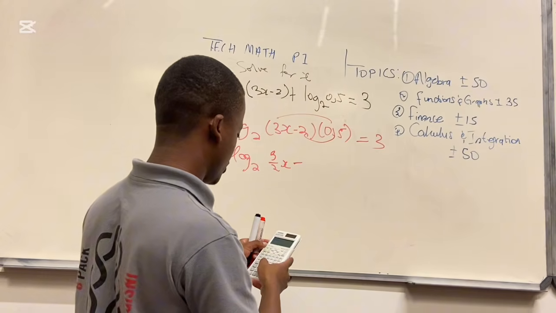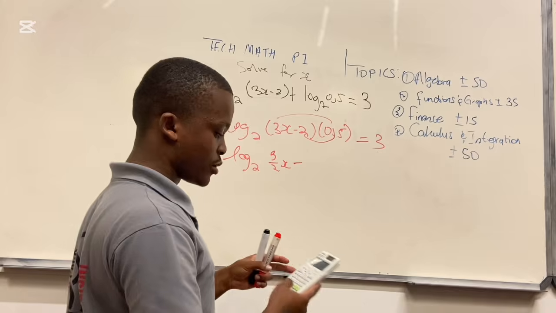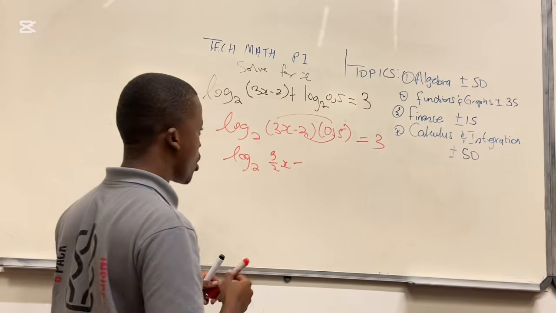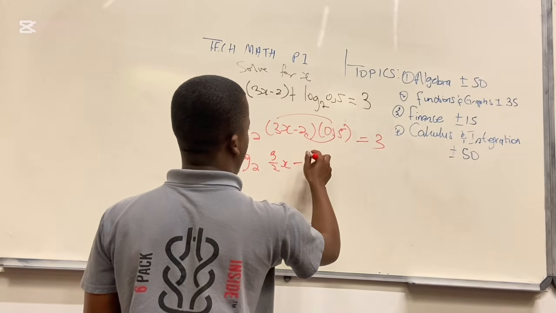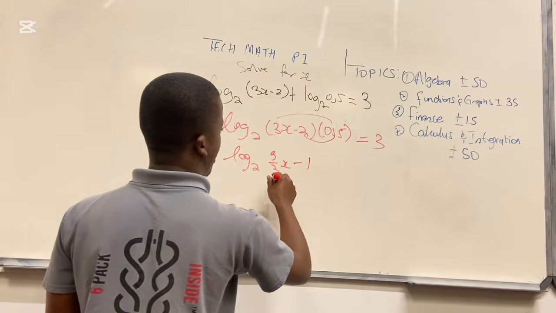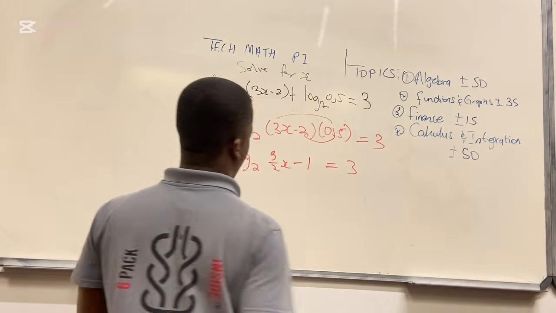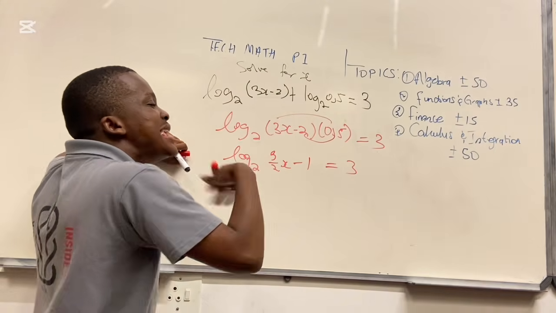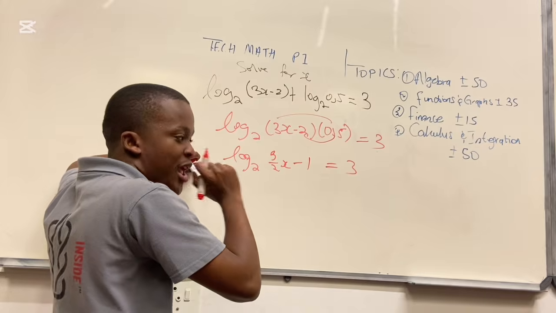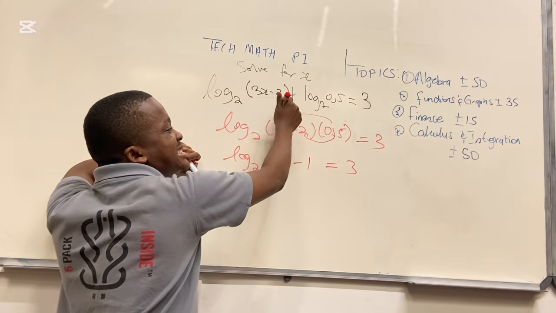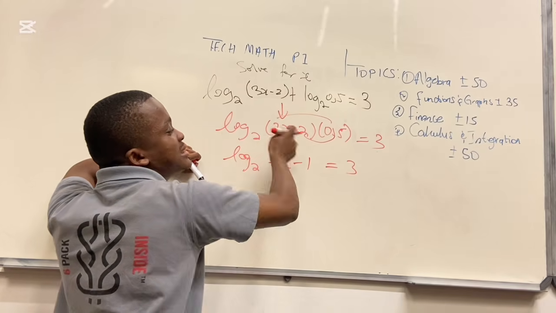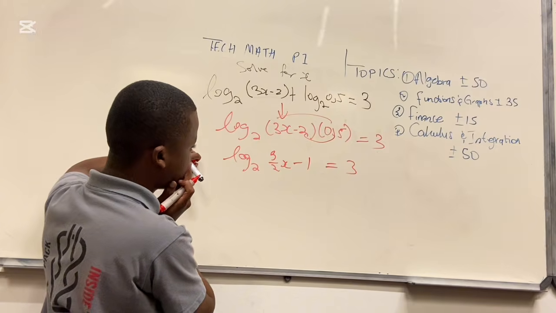2 times 0.5, what do we get? We get 1, of course. And then what do we get here? We get 3. Alright. Now, we applied what we know, that multiplication gives us addition. Okay. Now what do we do?